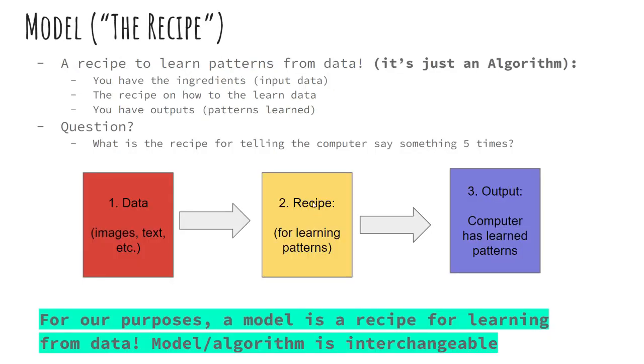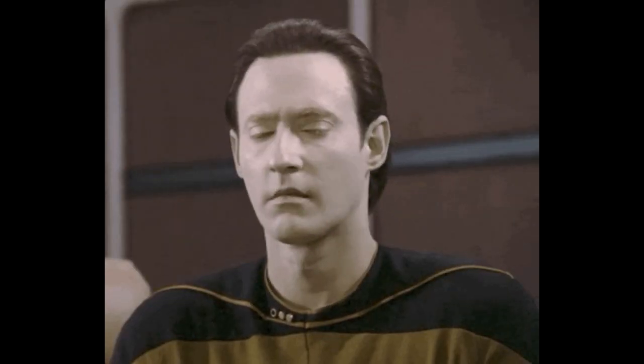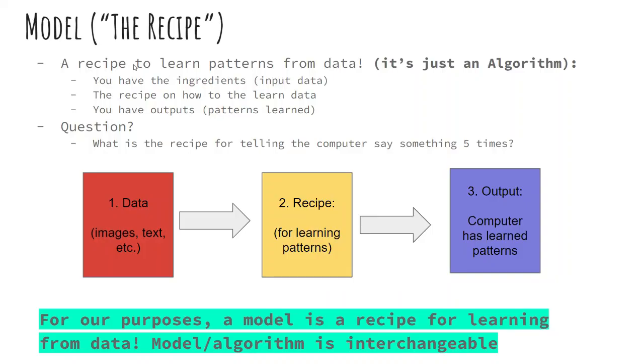Then finally, we're almost there, guys. You have the model, right? So this is specifically the recipe. Looking at this box right here, you got the data. We just talked about the data. And then you have the recipe. This is going to learn the patterns. And then finally, the output: the computer has learned some patterns, right? So essentially you have the ingredients, the data, and then you've learned the patterns from the ingredients. And what is this? This is essentially just an algorithm, guys. It's just a recipe. So a model is a recipe. It's basically a recipe specifically to learn patterns from data.